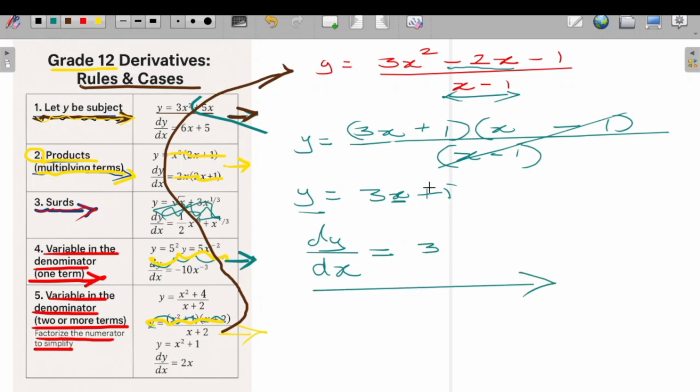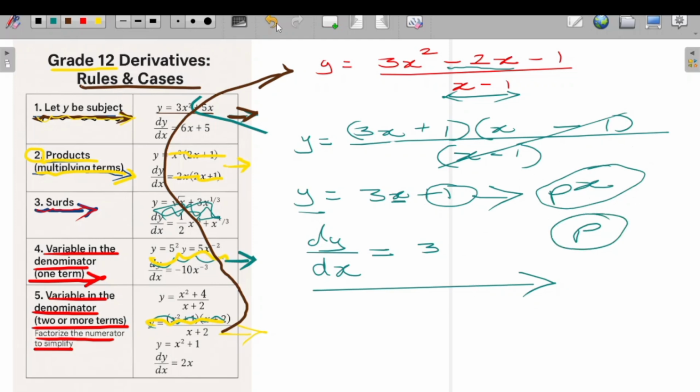Why? Because when you derive a constant term, let's say p, as long as there's no x, then it'll be 0. But if it's p times x and you're asked to derive with respect to x, then your answer will be p, because there's x there.